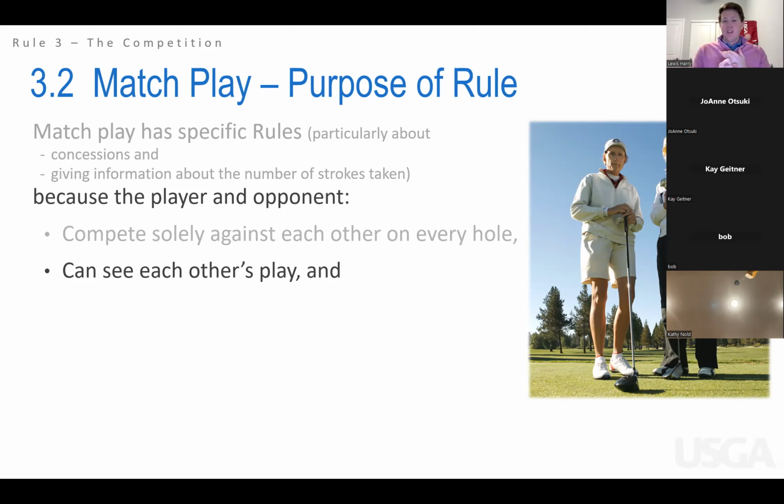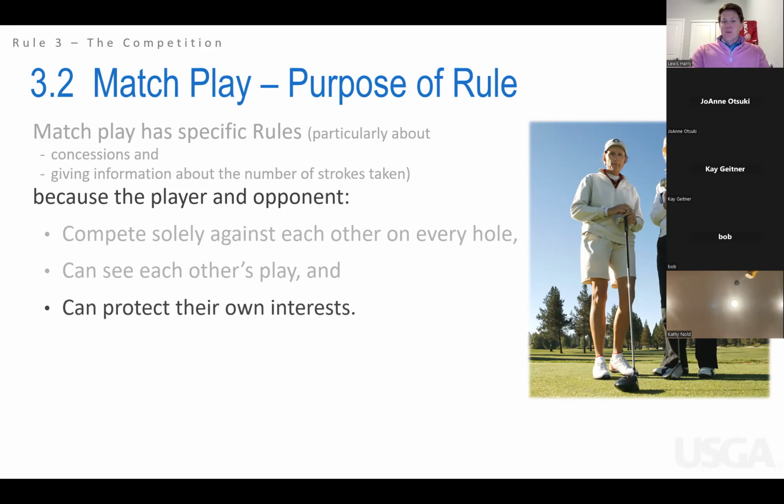That's because you compete against each other on every hole. Remember, we have those 18 one-hole matches with match play. We compete with each other on every hole. You can see each other's play throughout the entire round, right? In stroke play, when you have a bunch of other players on the golf course, you have no idea how those players are playing their round or what they're doing. So in match play, it's a little bit different. With the entire round, you're seeing your opponent make every single stroke.